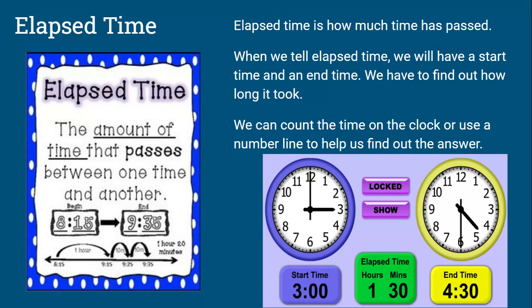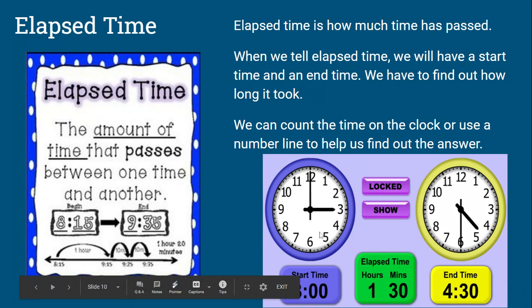So when we look at elapsed time, we can count time on the clock by counting by 5s and figuring out how much time has passed that way. Or we can use a number line to help us find that answer. So just like it shows down here, they've mapped out their time on a number line. They did 8:15, 9:15, which is an hour. Then they added it by 10 minutes until they got to the end time of 9:35. So their timeline showed that time length from 8:15 to 9:35 was an hour and 20 minutes.